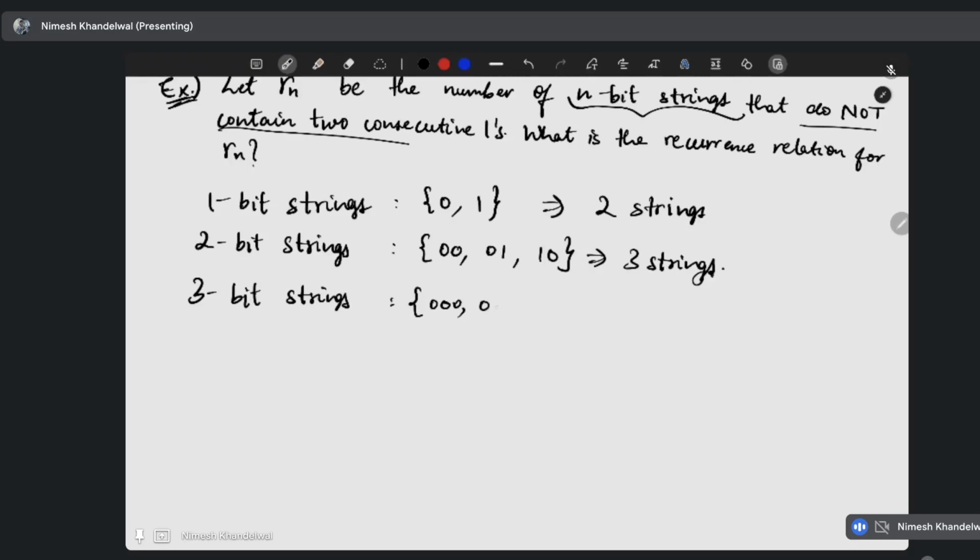001, 010, 100, 101. Right, so these are all the valid 3-bit strings. So there are 5 such strings.